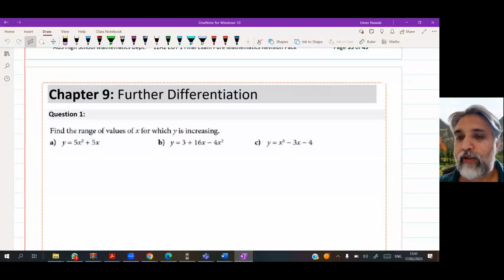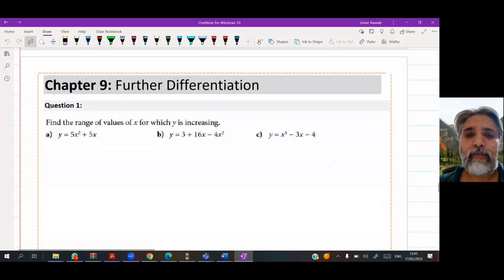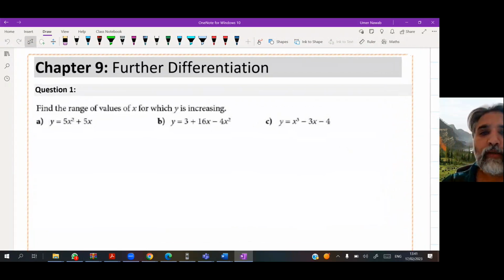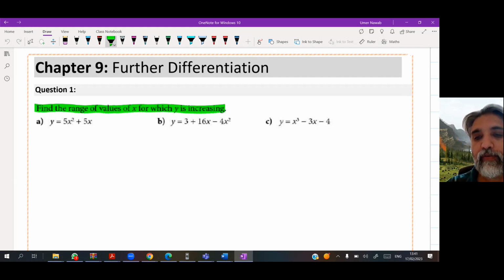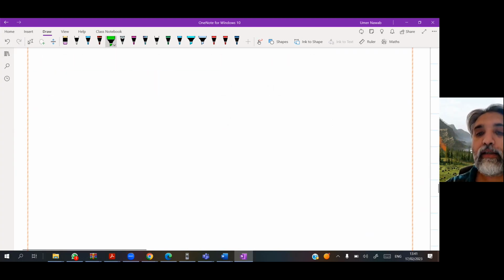I'm going to record it for you. So are you ready? So inshallah, I'm going to share my screen with you now. Yes. So here you can see the further differentiation, not very difficult. So let's start with it. The first type of question, which I put over here, is: find the range of values of x for which y is increasing. Yani, function increasing and decreasing.